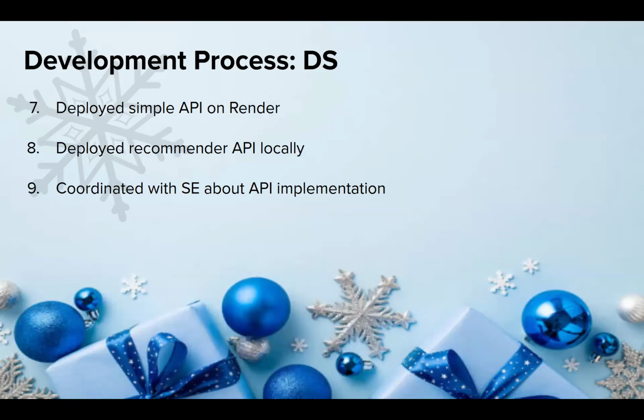So we deployed the API for use by SE using FastAPI, Render, and Hugging Face. This was a simple API with just a product category and min-max price on a sample of products due to the memory constraints. We also deployed the API with recommender models only locally due to the free tier constraints. And finally, we communicated API endpoints to SE for implementation on the app.